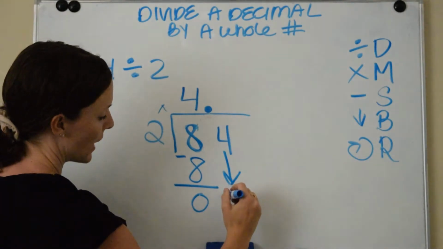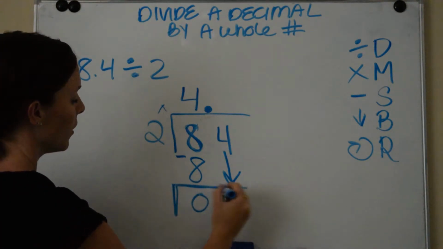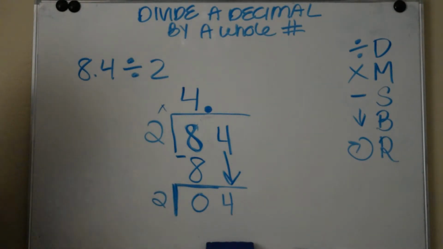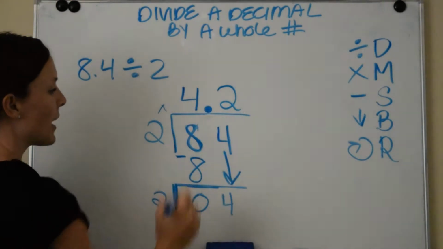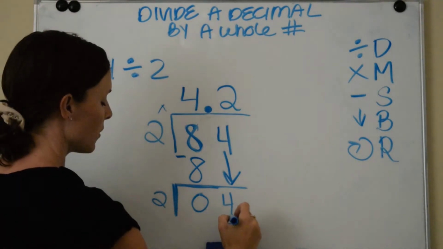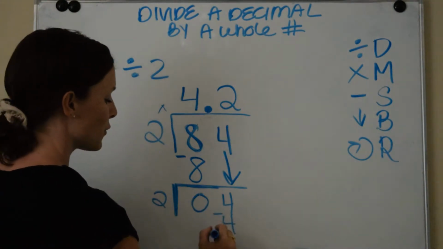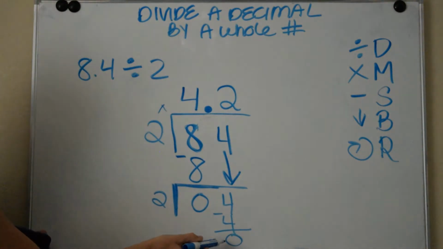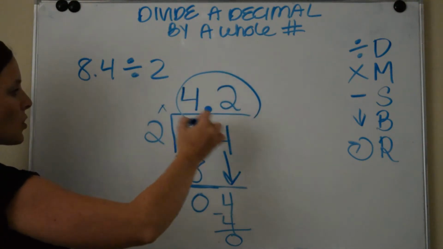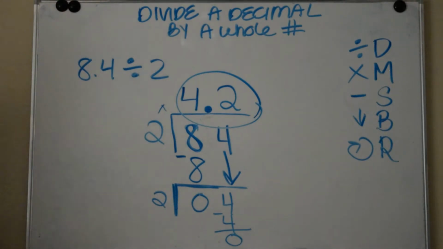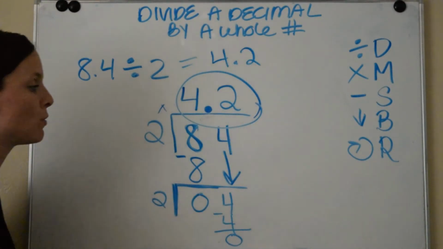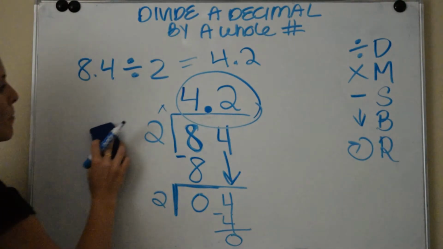Bring down one digit at a time, and now I have a 4. So now I'm doing 4 divided by 2, which is 2. Then I multiply: 2 times 2 is 4. Then I subtract: 4 minus 4 is 0. I don't have another number to bring down. My leftover amount, or my remainder, is 0, so my answer is 4 2/10. Our decimal was already in the right spot, so when we write our answer, it's 4.2 or 4 2/10.